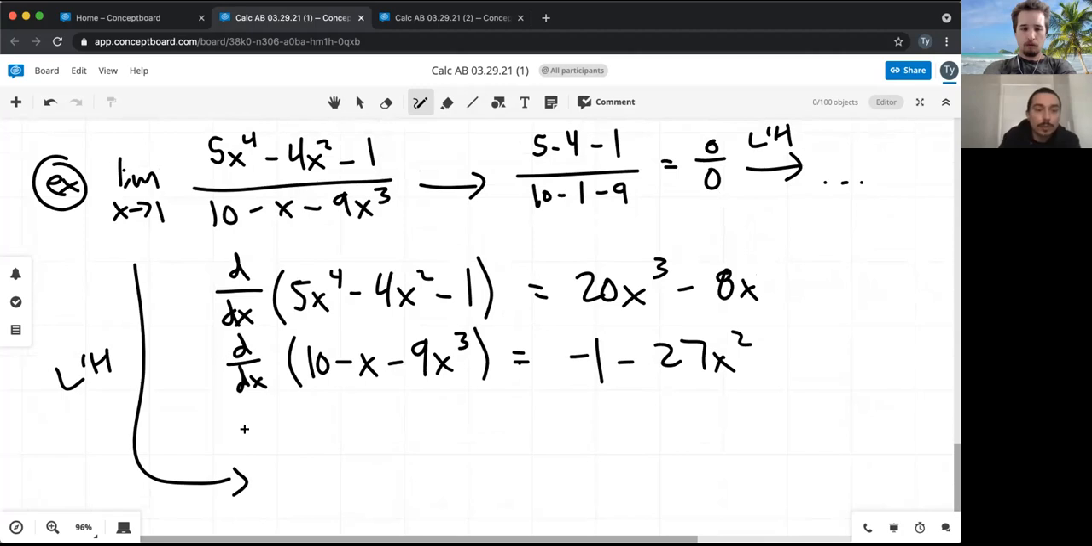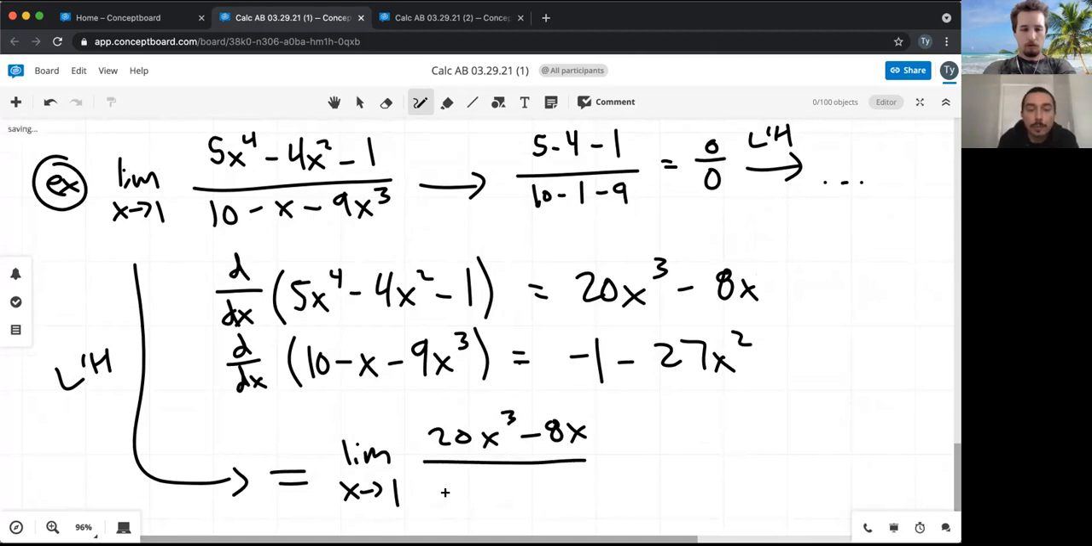we know that the original limit is equal to this new limit with the same value x is approaching, I don't remember what it's called. Of instead of the numerator, we want the numerator's derivative, so 20x cubed minus 8x. Instead of the denominator, we want the denominator's derivative.